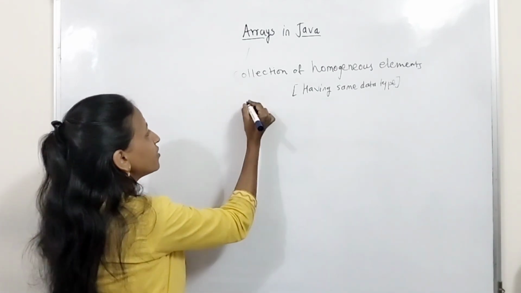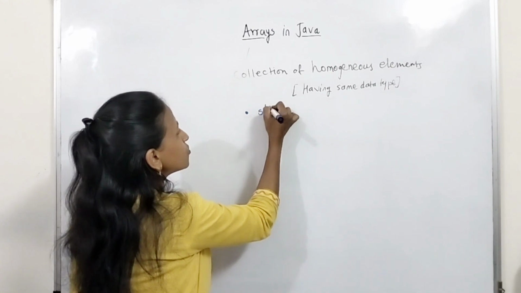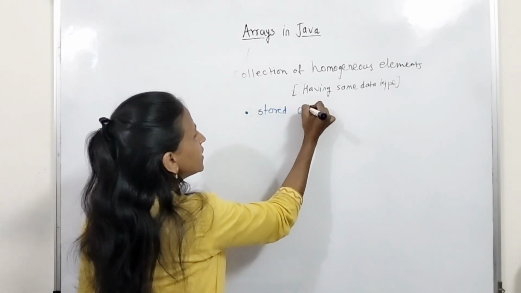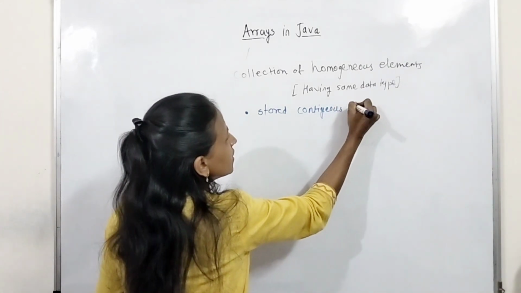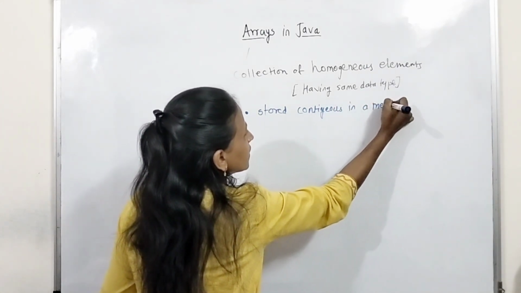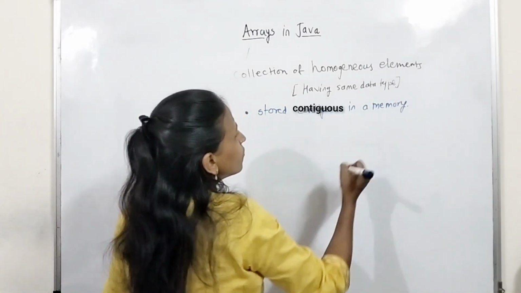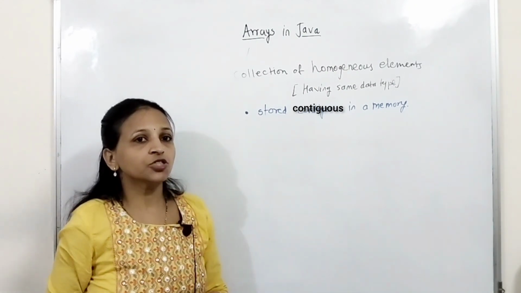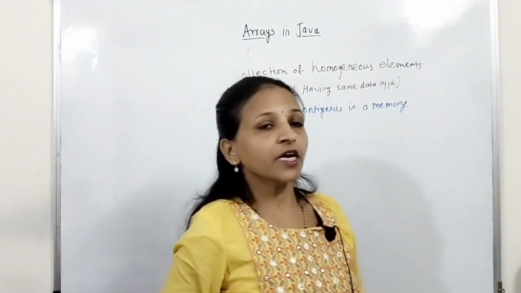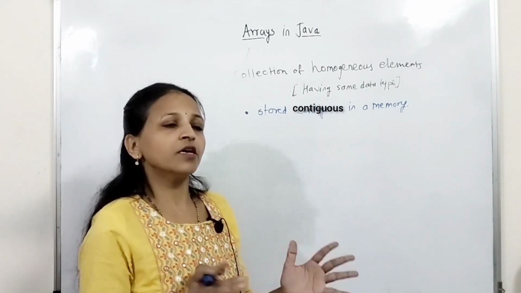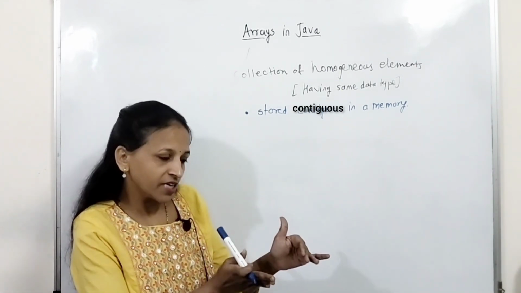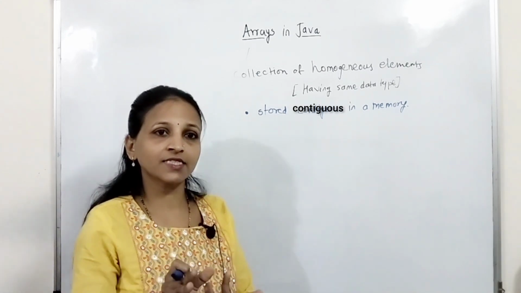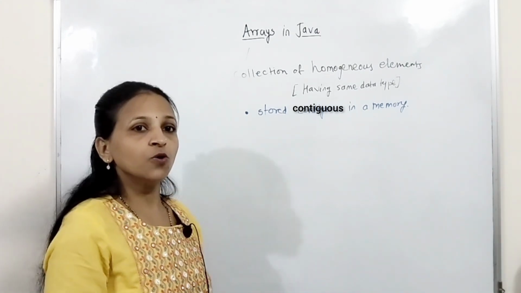And one more very important point: stored contiguously in memory. Now what is the meaning of this contiguous memory allocation? Contiguous is nothing but continuous. It means all those elements are stored in one sequence inside memory also.